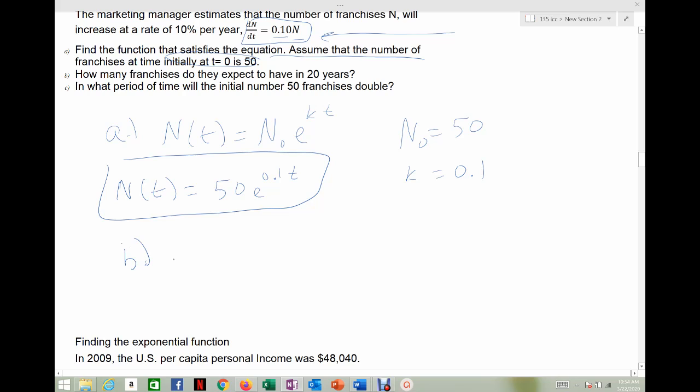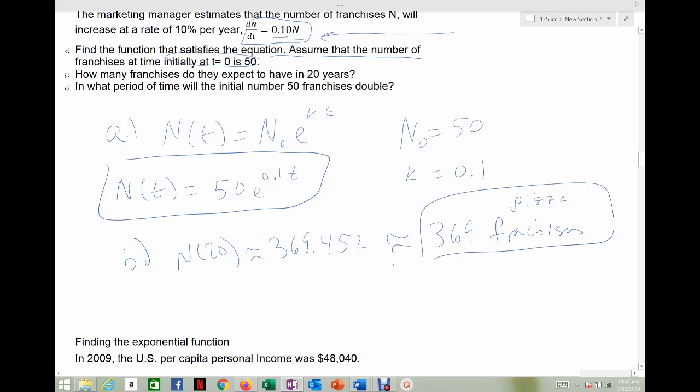All right, then we'll use it. Part B. How many franchises do they expect to have in 20 years? So time is 20, so let's just plug 20 into that equation. And since we're talking about restaurants, that's what franchises are, don't give the decimal. You can only have a whole franchise. And so this comes out to 369.452, so I'm going to round to 369 pizza franchises. And so there's the answer to B.